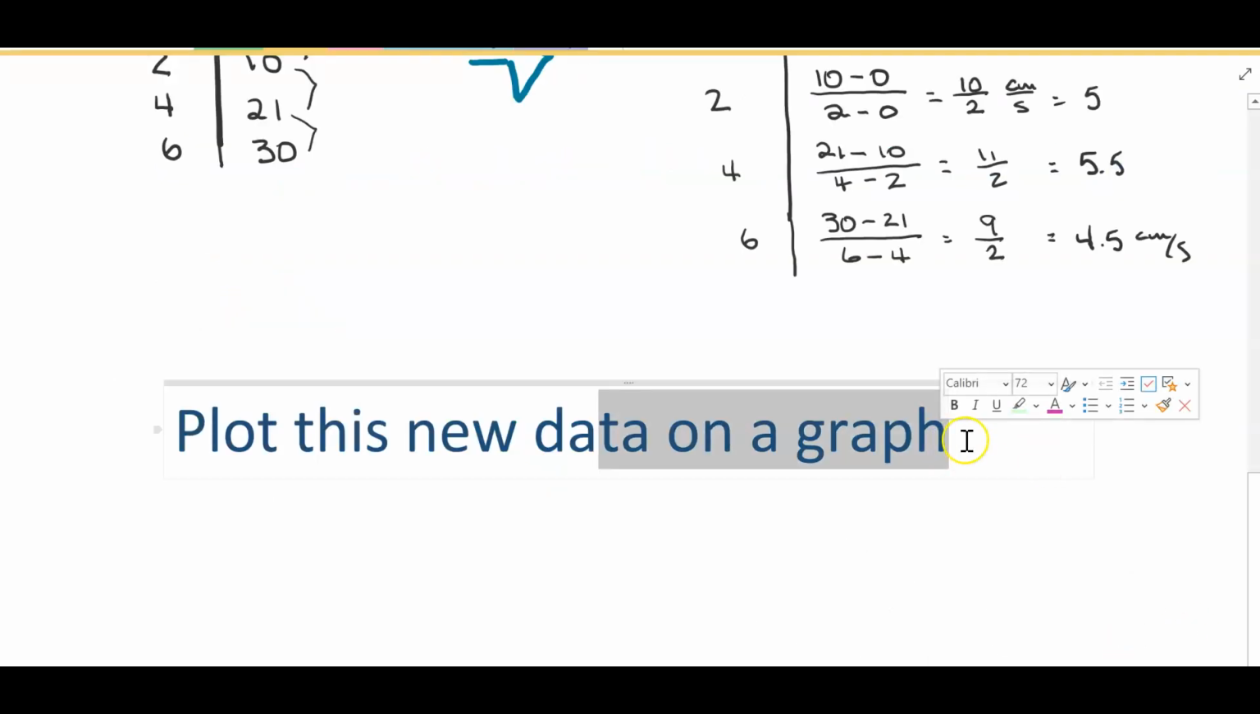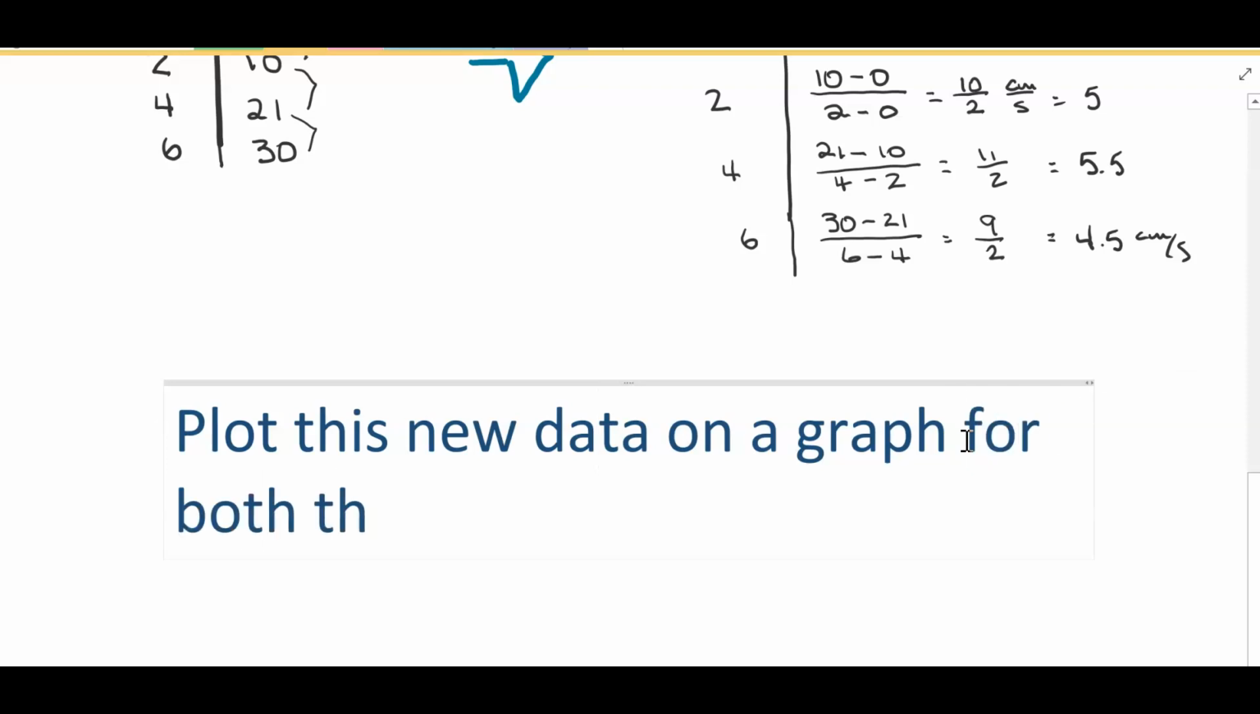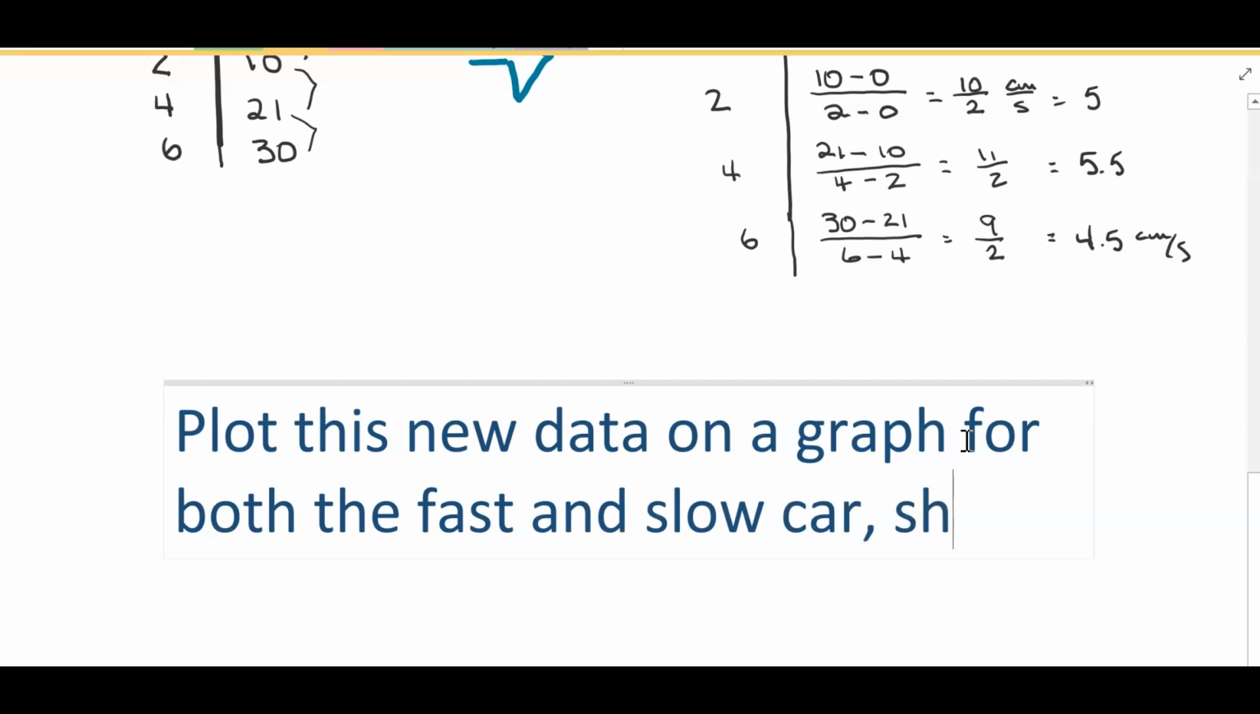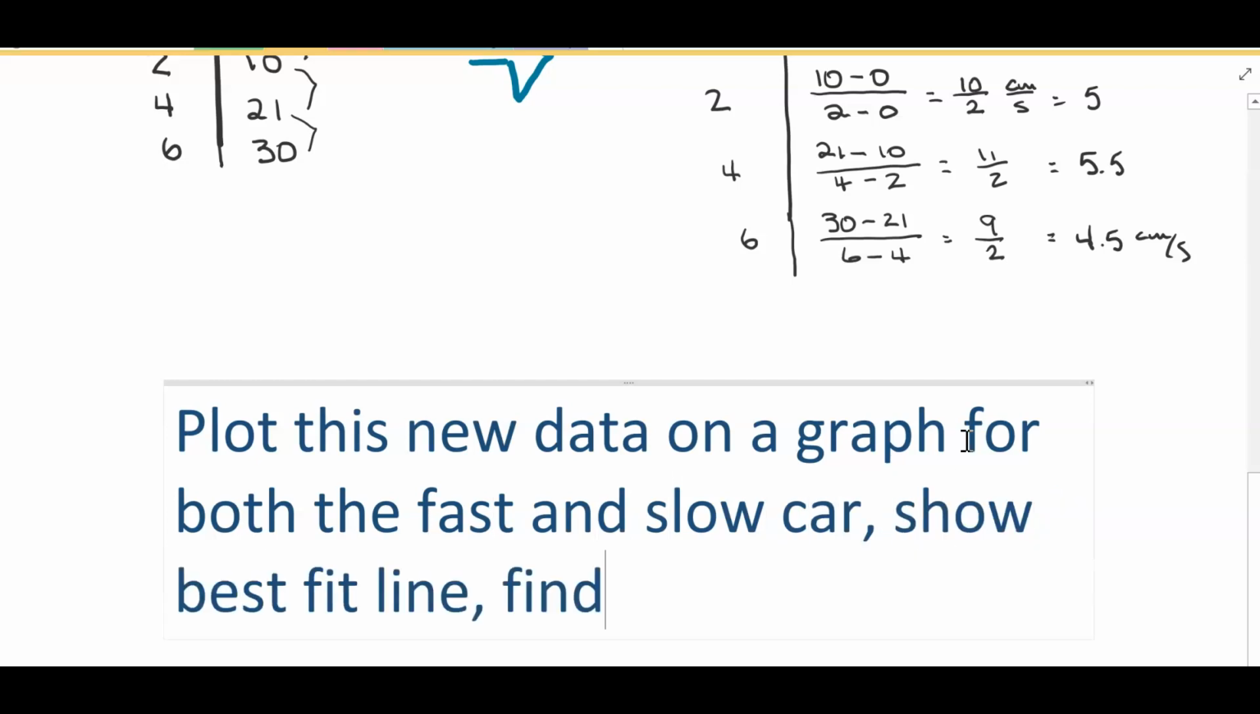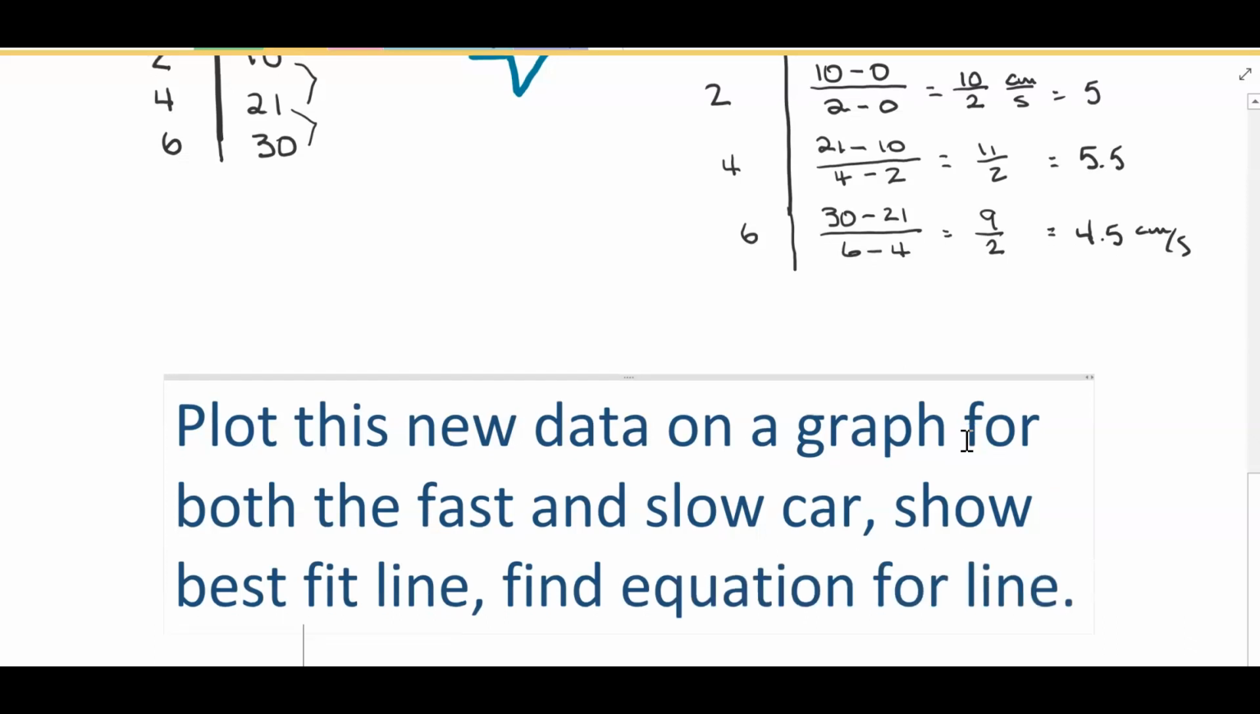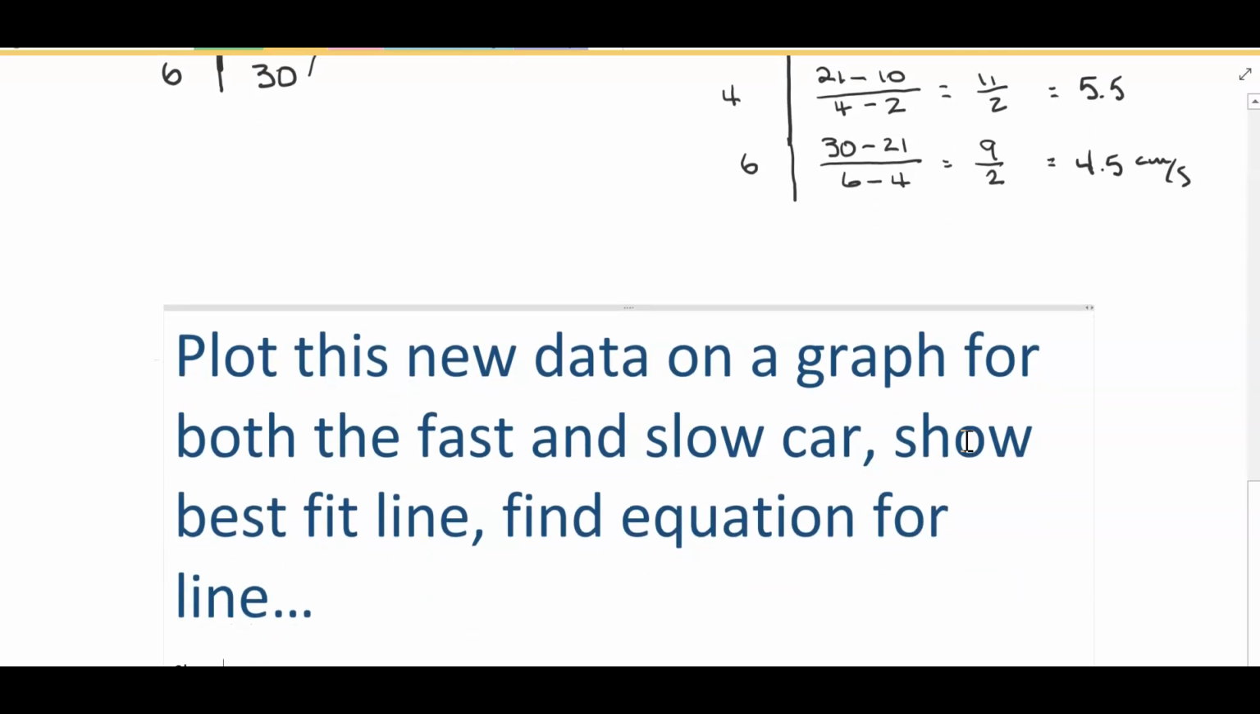You're going to be asked to plot this data on a new graph for both the fast and the slow car. You're going to show the best fit trend line, find the equation for that line, and we're going to learn that the slope has a meaning called acceleration, and the area under this line has a new meaning. That's the distance traveled in that time.